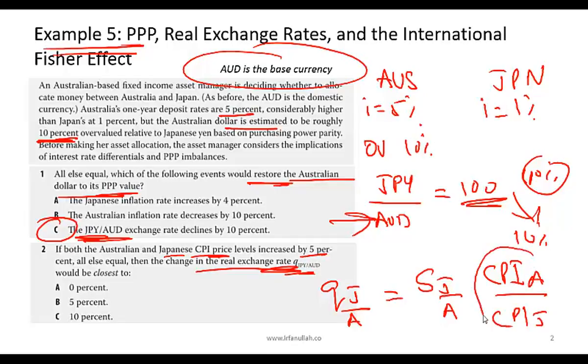If both these numbers are changing by the same amount and all else equal, which essentially means that the spot rate is not changing, then the real exchange rate will also not change. So the best answer is A.